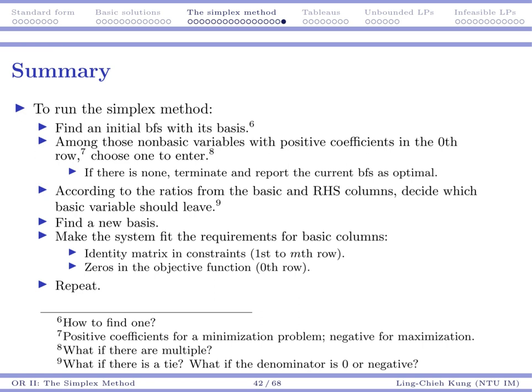So to summarize all the things we just did, to run the simplex method, first we need to find an initial basic feasible solution with its basis. In general, we haven't told you how to do that, but very quickly we will show you how to do that. And then among all those non-basic variables, we take a look at the zeroth row to see whether we may find a coefficient with the right sign. If we are talking about a minimization problem, we look for a positive coefficient. If we are talking about a maximization problem, we look for negative coefficients, as in our example.